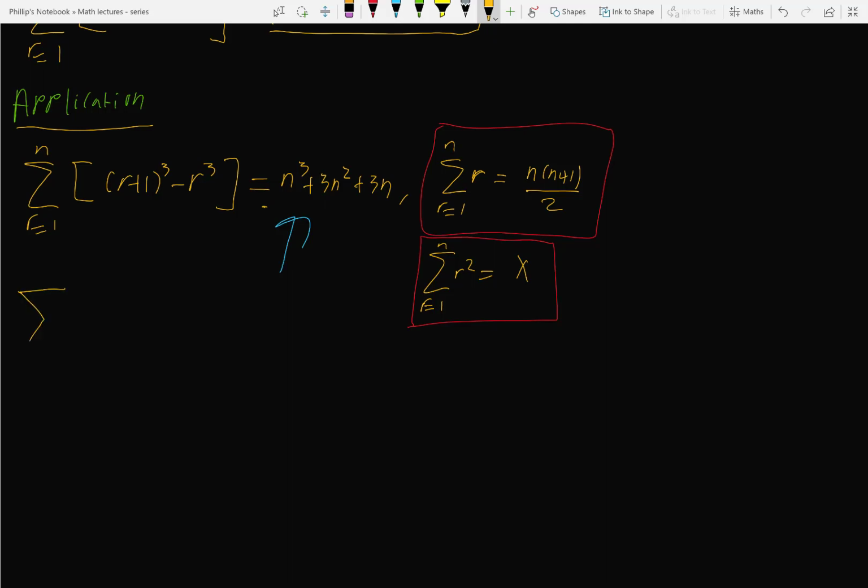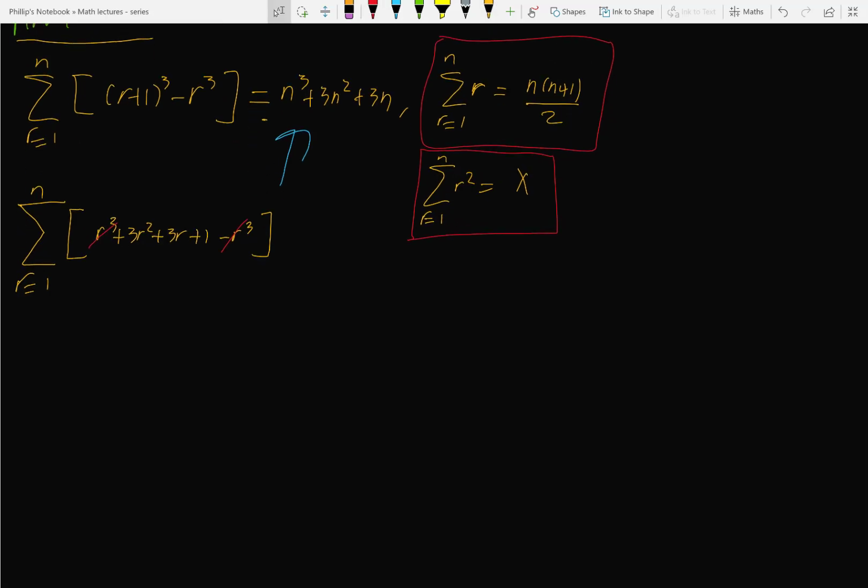So if we expand this out, that's one way of doing it, using the telescoping series, but we can also do r cubed plus 3r squared plus 3r plus 1, and then minus r cubed. Minus r cubed disappears, so we don't have to worry about summing cubes to find out summing squares, which would be counterintuitive. Then we get the following: the sum from r is equal to 1 to n of 3r squared plus 3r plus 1.